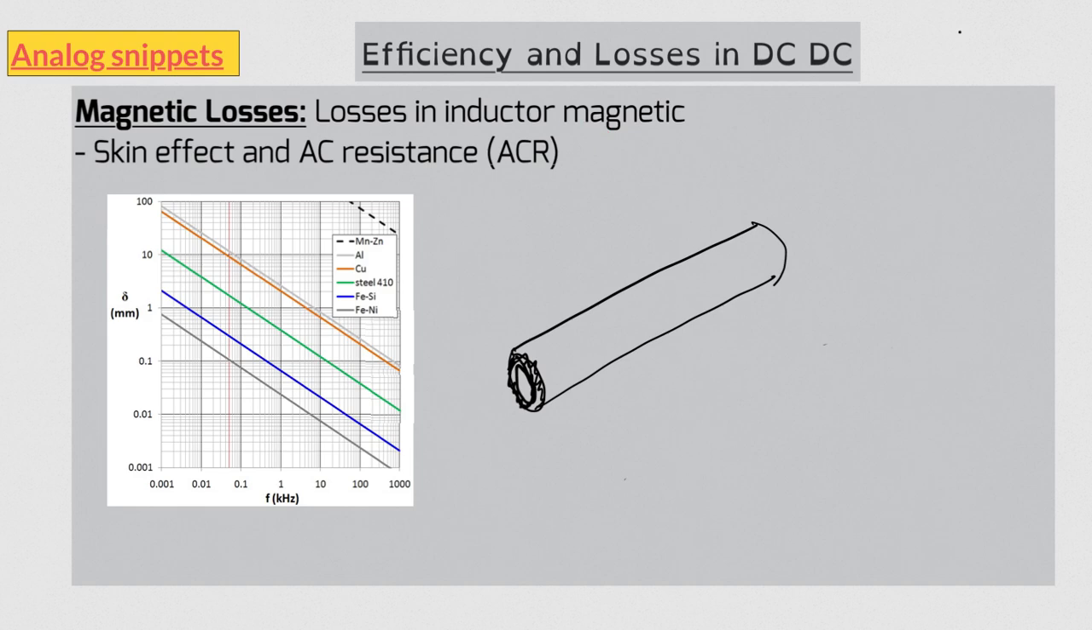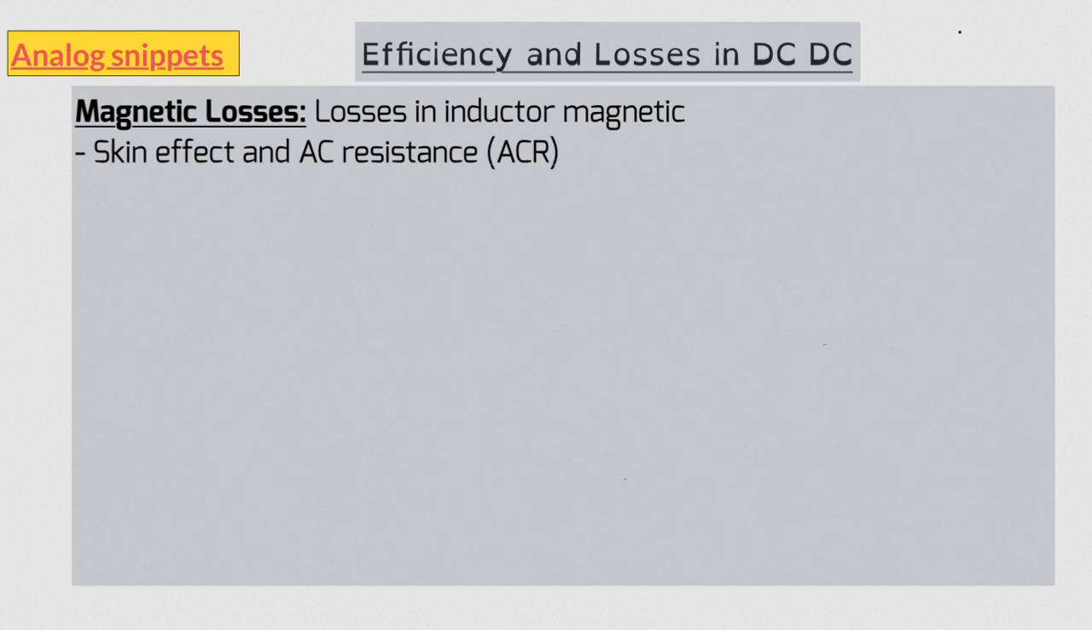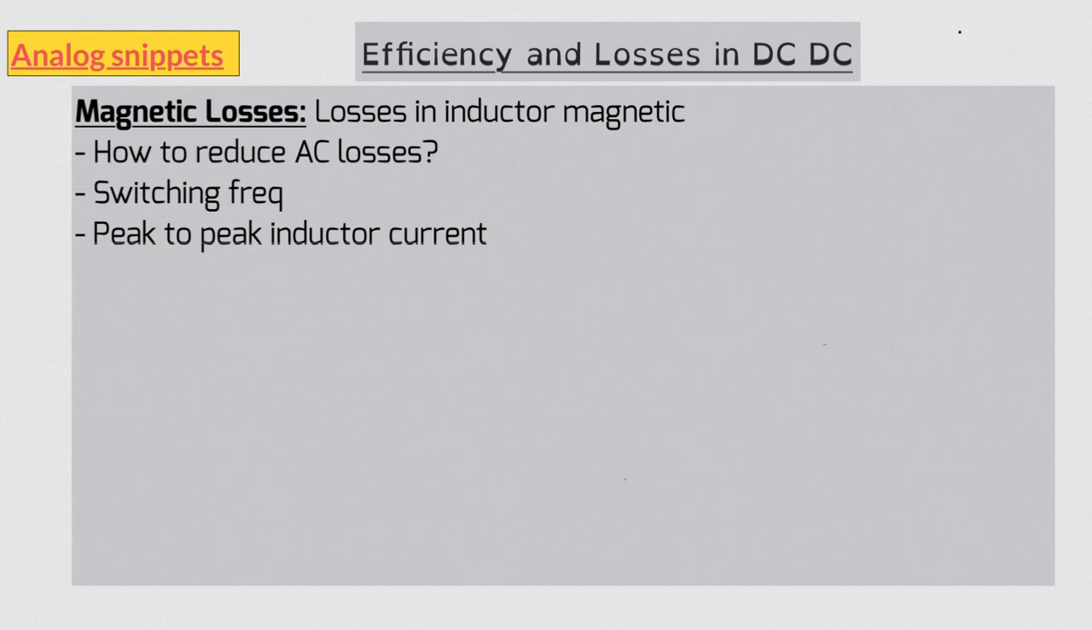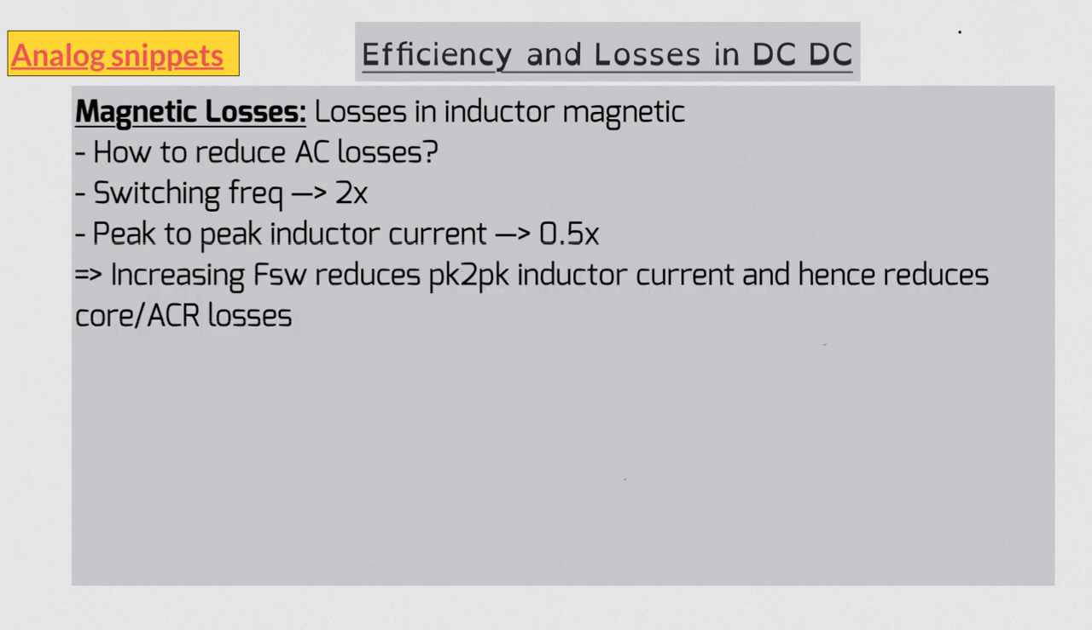I want to spend some time discussing what our options are in reducing these losses. These AC losses are a function of switching frequency and peak-to-peak inductor current. For a given converter design, if you double the switching frequency, peak-to-peak inductor current halves. Now, both core losses and ACR losses are proportional to the frequency, but they are also proportional to the square of the current. So in this case, doubling the switching frequency actually reduces the core and ACR related losses, but it increases the switching losses.